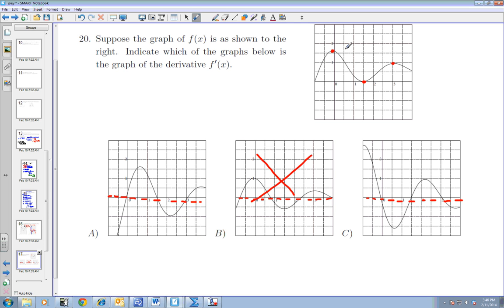So if I have a maximum, remember, my derivative goes from positive to negative, or my derivative has to be above the x-axis and then go below the x-axis. So do you see how this one crosses before it gets to 0, but it starts below and goes above, or it goes negative to positive? This one goes from positive to negative, so I know where it goes from positive or above the x-axis to below the x-axis, that's a maximum right there. So I know my answer has to be C.